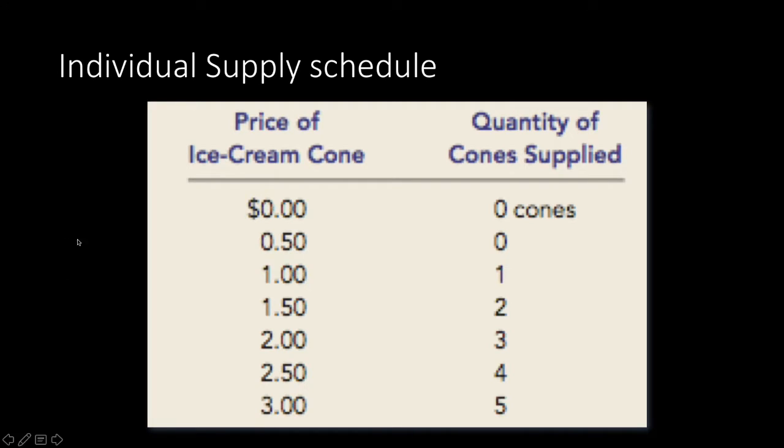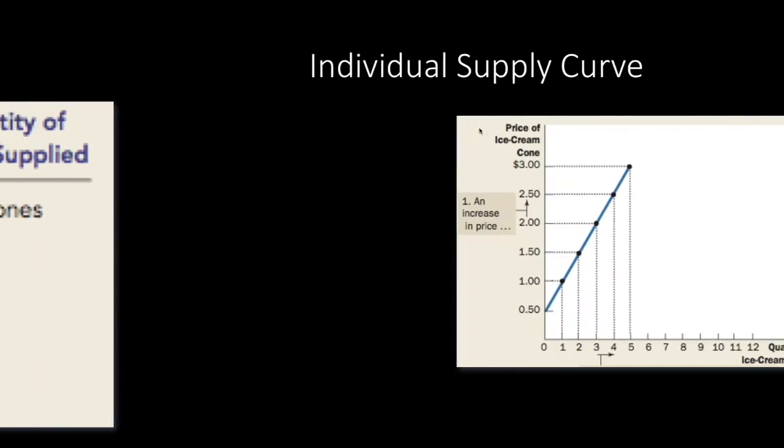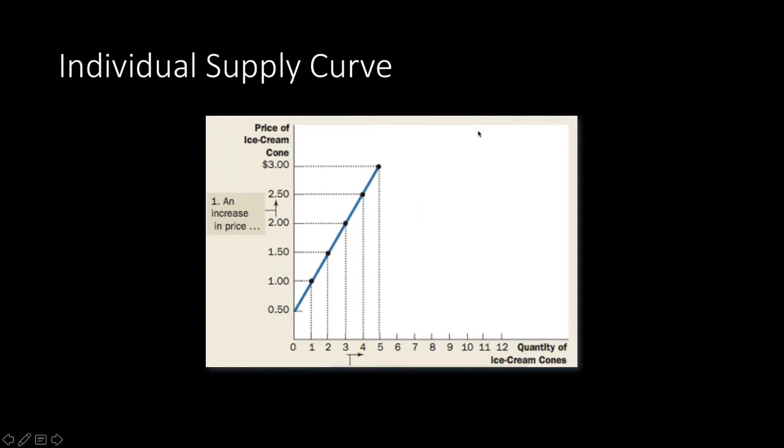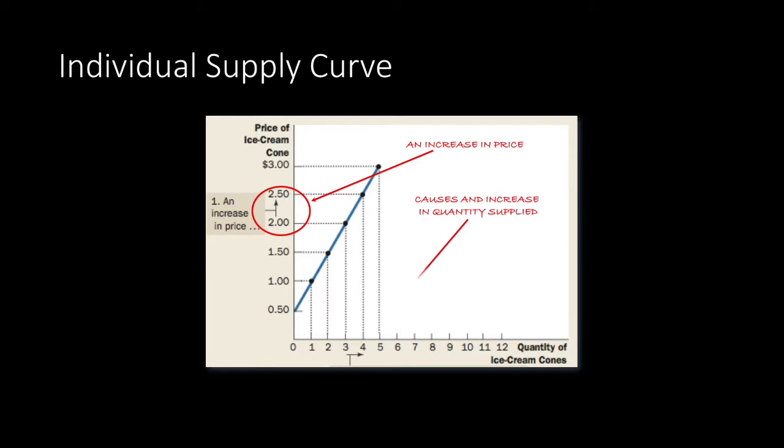So this is an individual supply schedule. This is an individual supply curve. And if you notice, you lay it out just like a demand curve. The price is on the vertical axis, quantity is on the horizontal axis. The primary difference is, because the law of supply shows a positive relationship, supply is going to slope upward. So an increase in price causes an increase in quantity supplied.